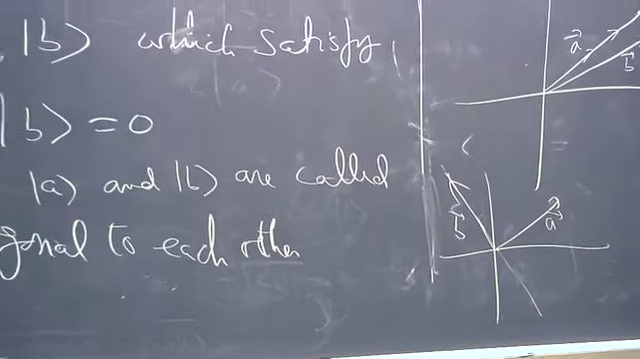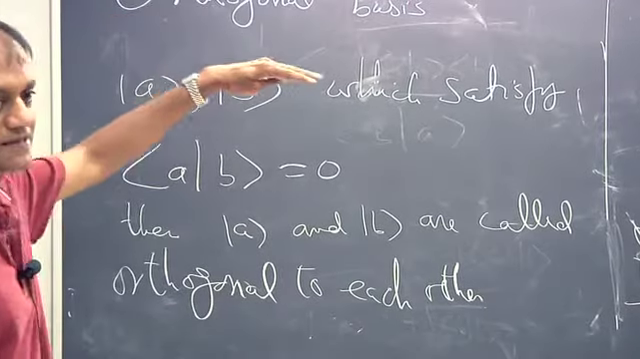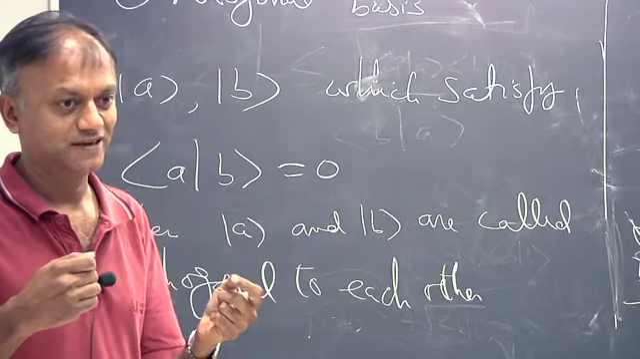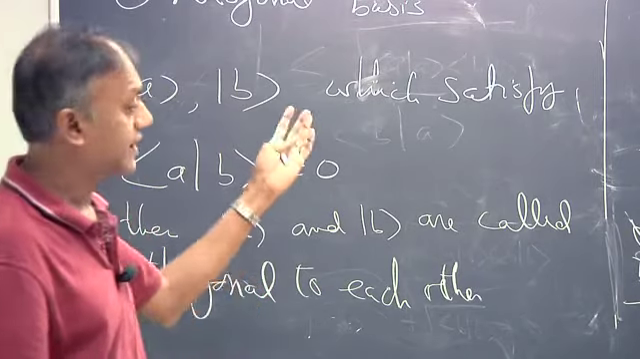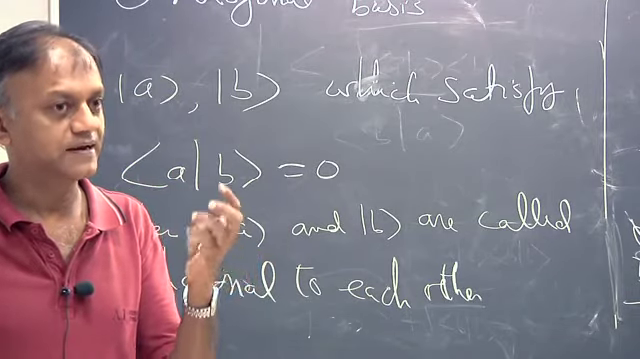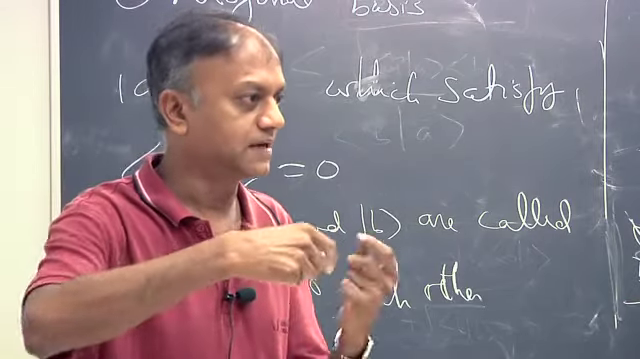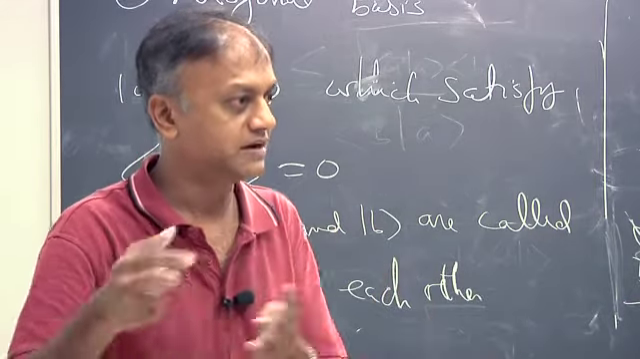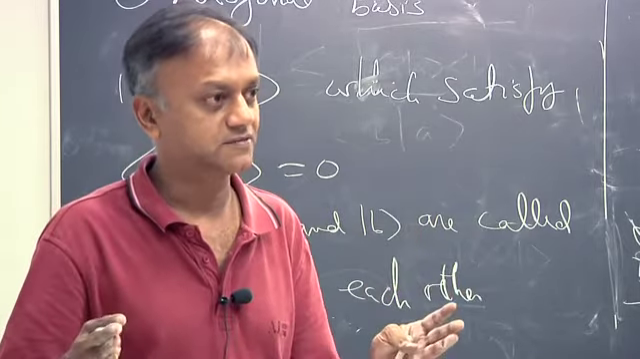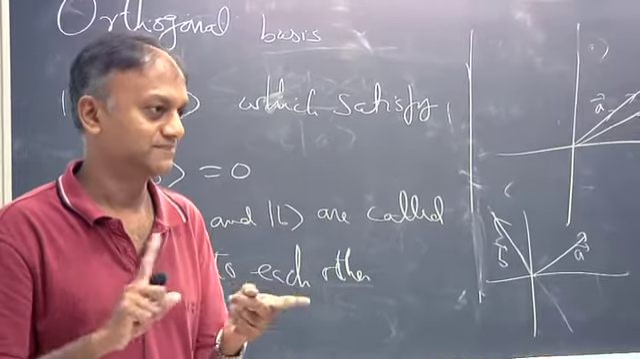So what is now an orthogonal basis? An orthogonal basis is one where the basis vectors are all orthogonal to each other. Okay. So if you have an n-dimensional space, there will be n basis vectors, right? But we choose a particular set of basis vectors. You remember, in the choice of basis there is a lot of freedom, right? You can choose different bases, right? But an orthogonal basis is a set of basis vectors which are orthogonal to each other.